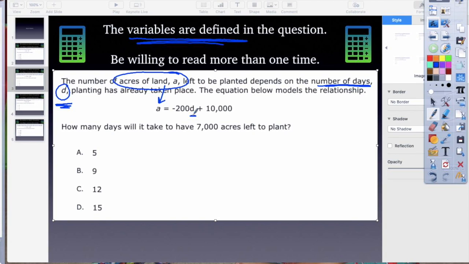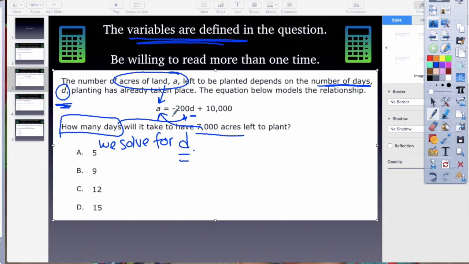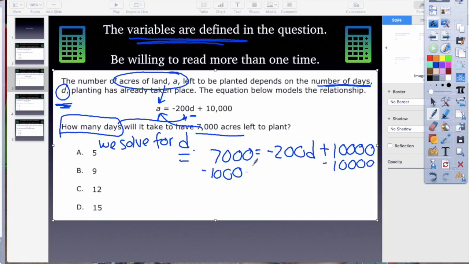So if you analyze a word problem, you have to know that information. The question is how many days. So we're going to be solving for D. How many days? We'll solve for D. So all we have to do is substitute the number they give us, the 7,000 acres. We'll substitute that in for A, and again be left with a pretty simple two-step equation. We have to figure out what the D is. That is what we're being asked. So we'll subtract 10,000 from both sides to start working on isolating that D.